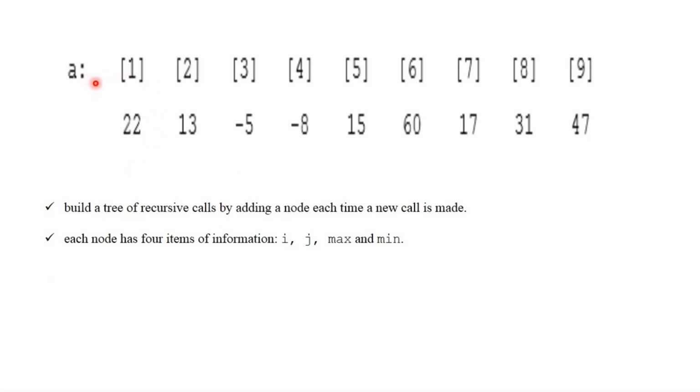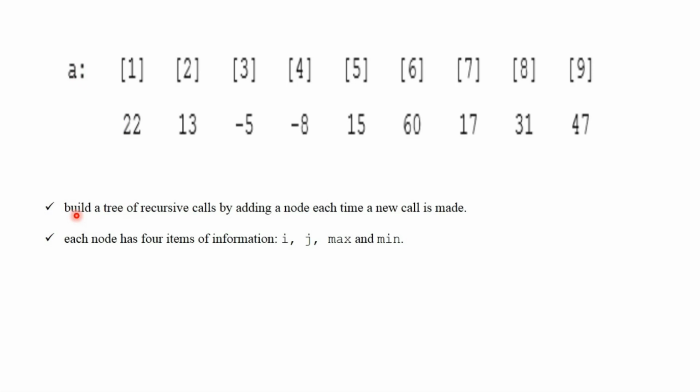So in this example, there are 9 elements starting from index 1 until index 9. So 22, 13, minus 5, minus 8, 15 until 47. These are the elements from which we should find out the minimum as well as the maximum element. So let us see how the function is being called.